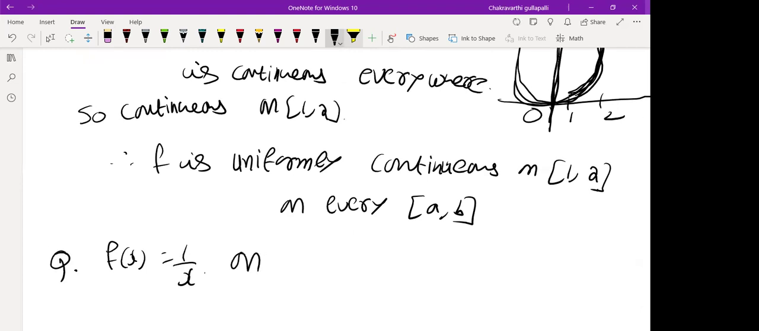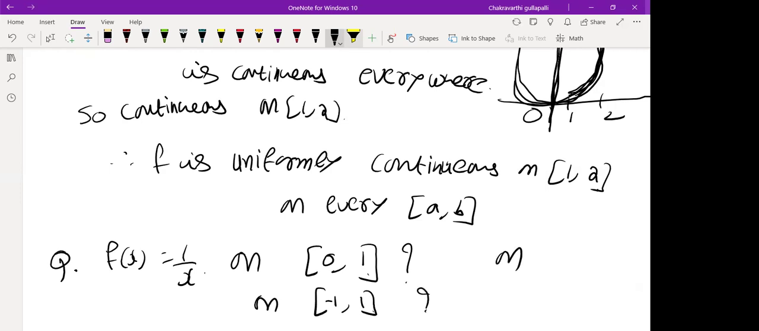On the interval 0, 1. On the interval minus 1, 1. On the interval 2, 3. These are all three cases. Is it uniformly continuous on this, on this, on this?